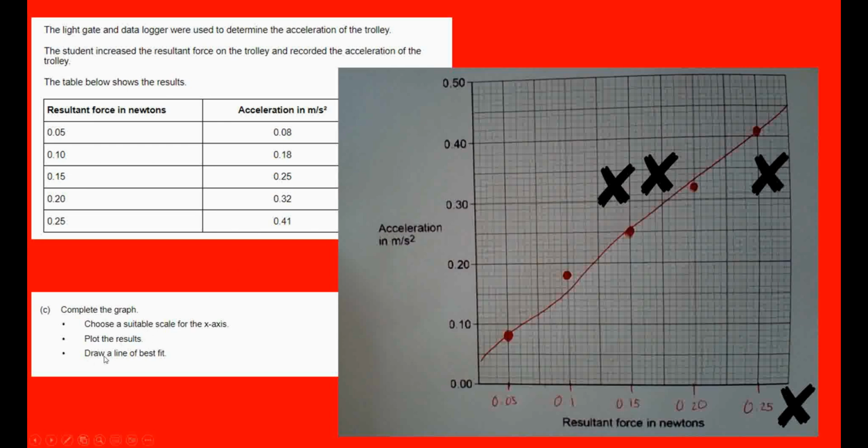The next point is the line of best fit. Now, you still could have got the mark for the line of best fit for the trend, but in this case, I had used a really small ruler. I used my ID card.